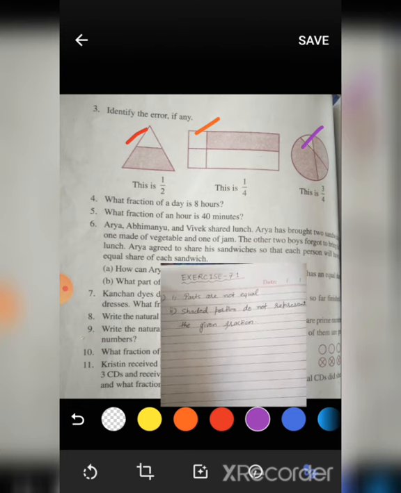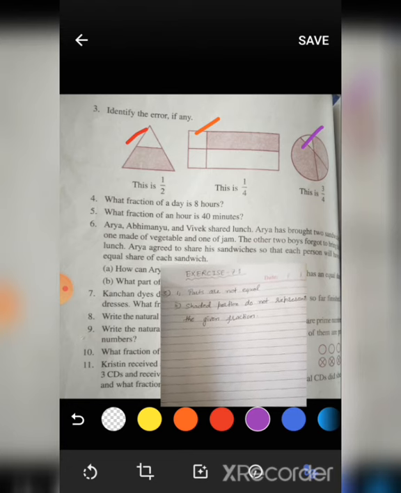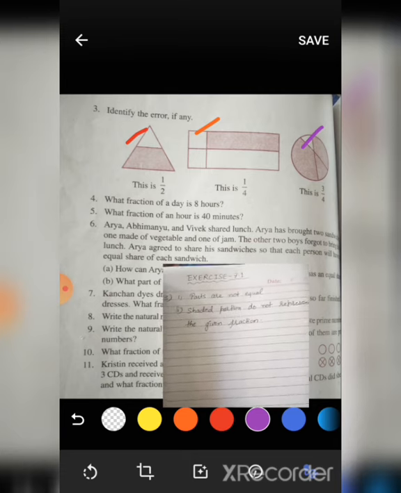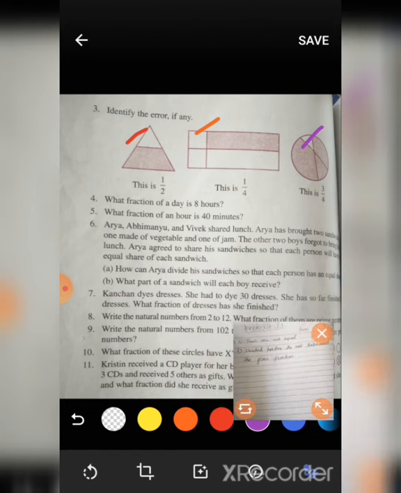I hope you understand this question number 3, and the reasons I have also shown to you and explained to you. Now we are moving to the fourth part.